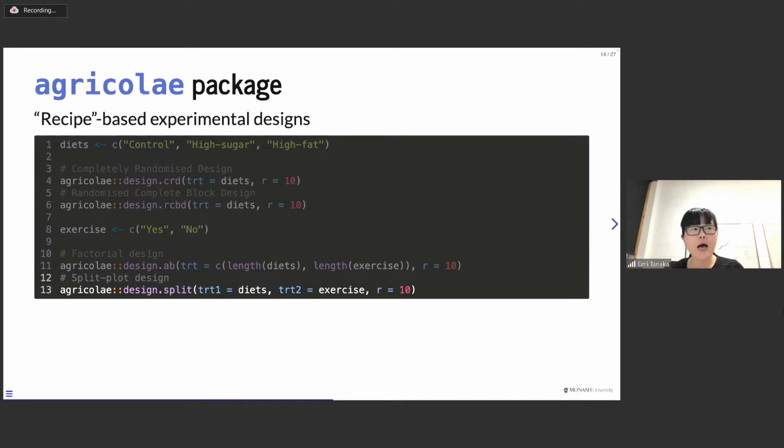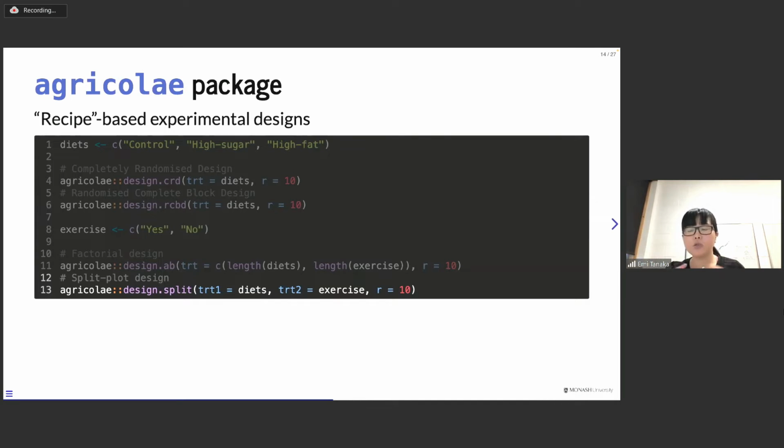Split plot design. This is a special design. This particular named design means that you've got a factorial design with two treatment factors. So you feed in each one of them. Treatment 1 is going to be the diet treatment. Treatment 2 is going to be the exercise. And then we'll have 10 replicates.